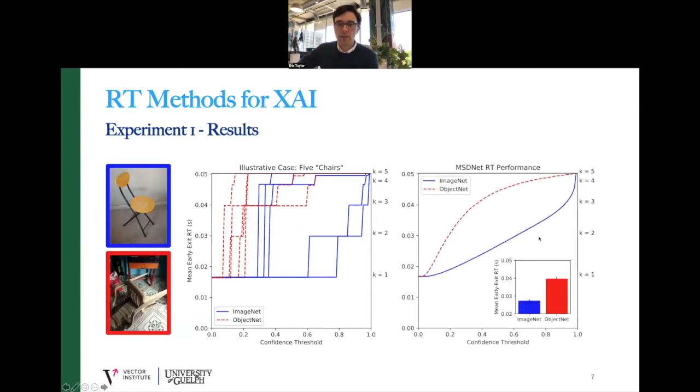The third panel here shows the mean response time for the 2 test sets across all images. So that's 50,000 Imagenet images and 5,000 Objectnet images. The inset here shows the grand mean. So we can clearly see that response time analyses reveal large differences in processing difficulty between the 2 test sets.